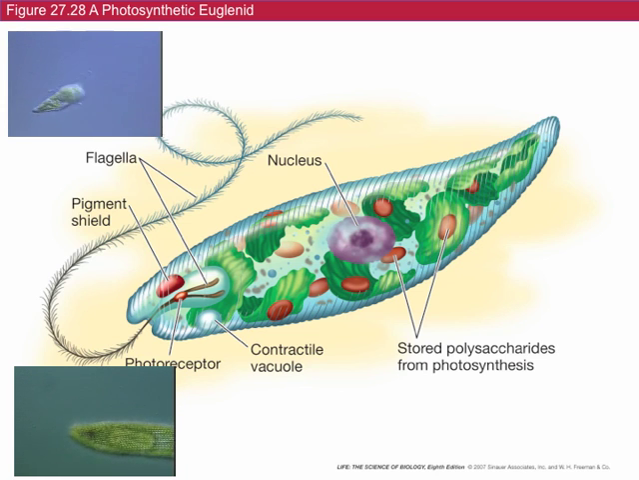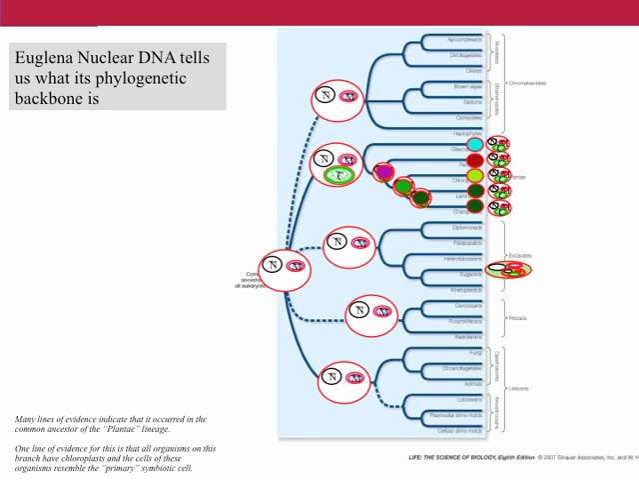Here it is down here. It's in the euglenid lineage. If we build an evolutionary tree of its nuclear genes, that's where it gets placed. That's what tells us where this host is. If we look then at the chloroplast genes of euglena, they group inside the chlorophyte part of the chloroplast tree.